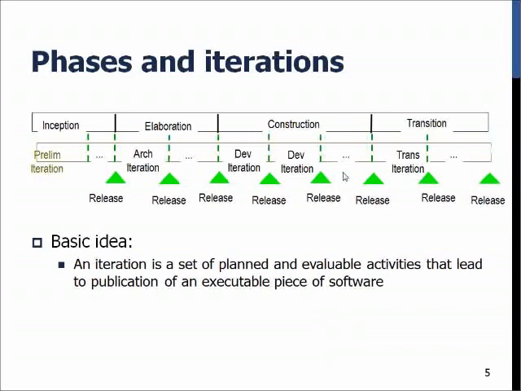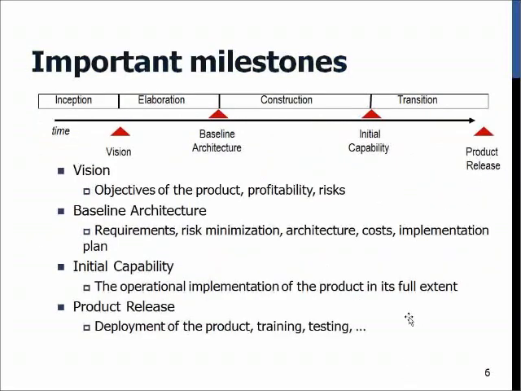So basically the releases or iterations happening during the construction are mostly adding the needed features, whereas in the transition the iterations more or less test that everything works, and if there's a need to do some additional small things, then we might still implement new features.